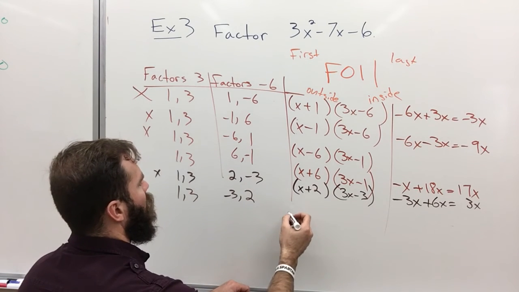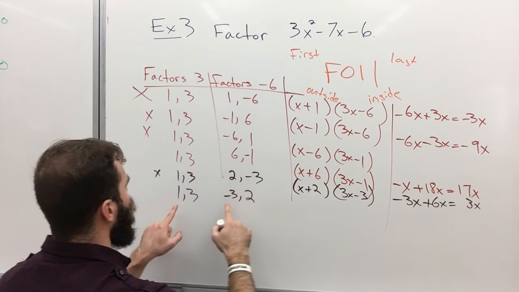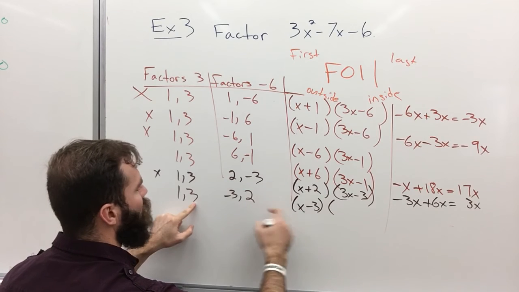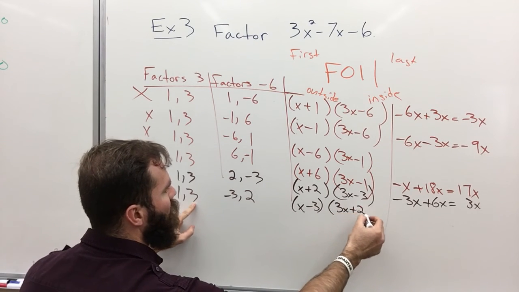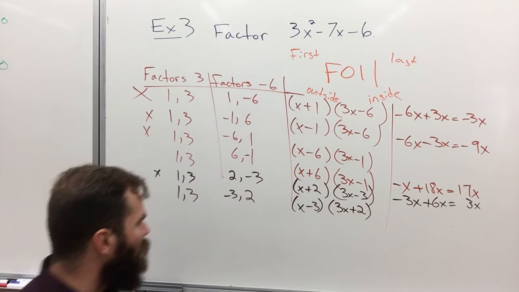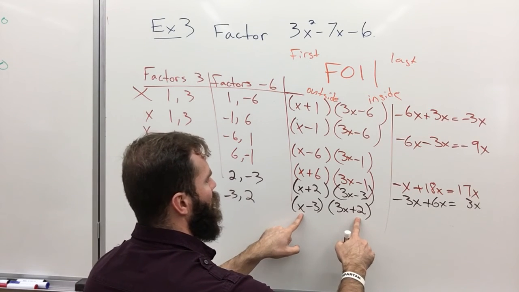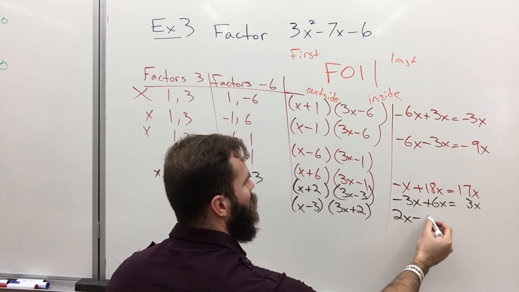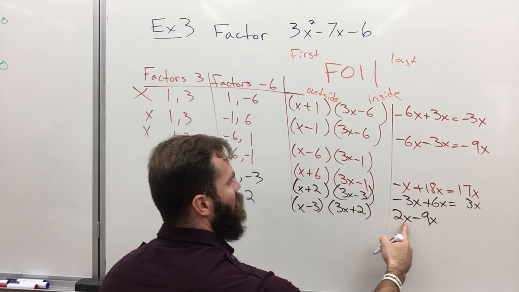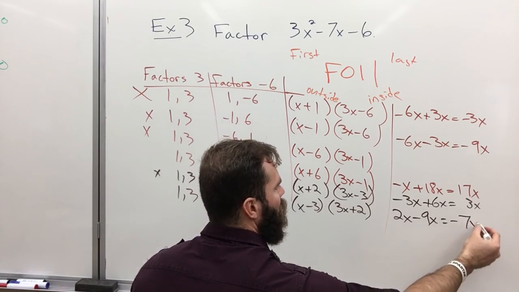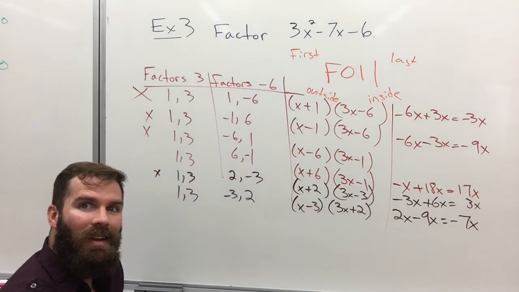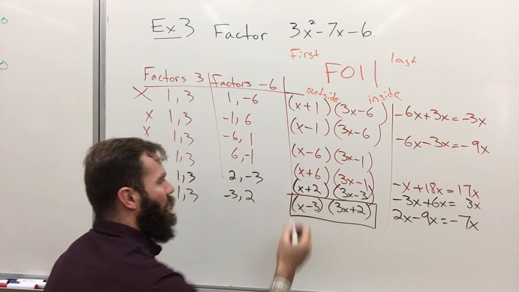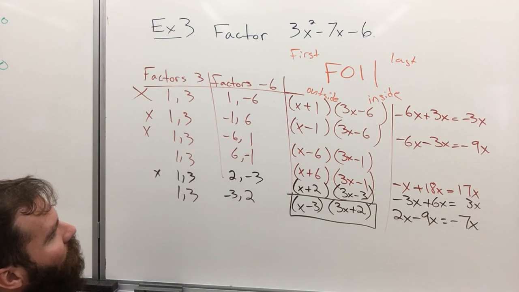Okay. So we're going to have 1 and negative 3, so that's x minus 3. 3 and 2, it's 3x plus 2. Okay. Outside, 2 times x is 2x. Negative 3 times 3x is negative 9x. Subtract, that gets negative 7x. Finally, negative 7x. This is my correct factored form of that polynomial.